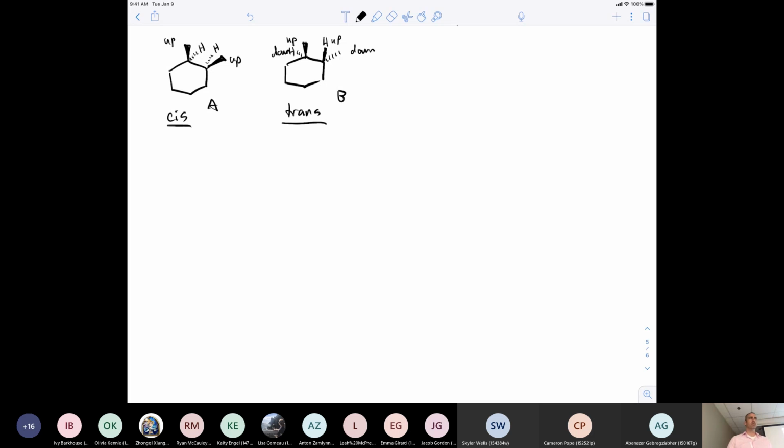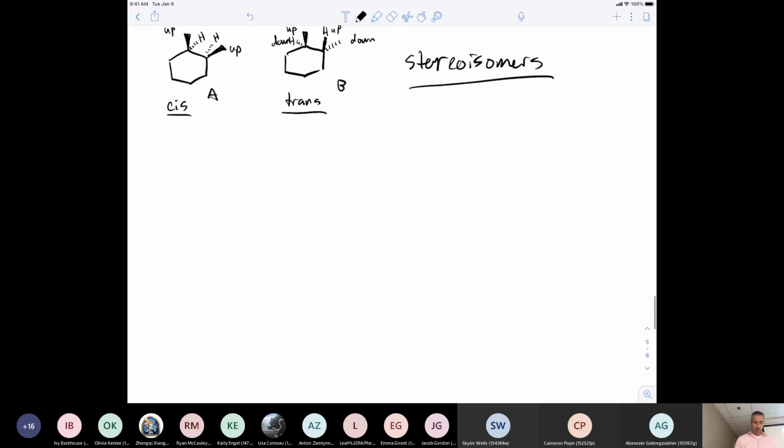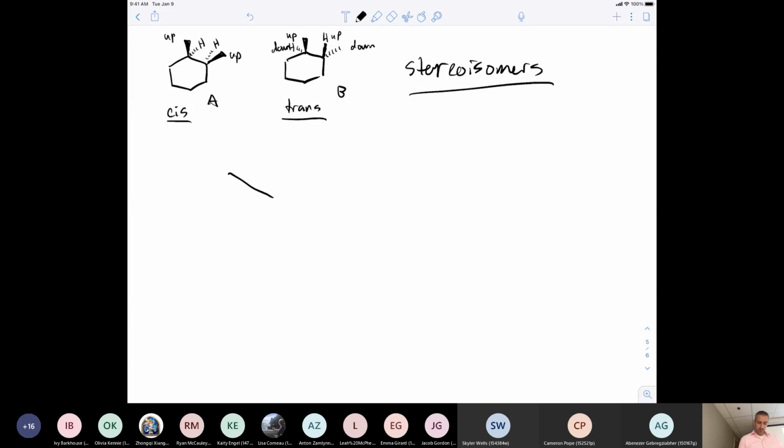What kind of isomers are they? They're not constitutional isomers. Stereoisomers is the name. Stereoisomers. So let's go ahead and start with A. We're going to draw cyclohexane, and it's going to have a ring flip form, so we can draw both to begin with.